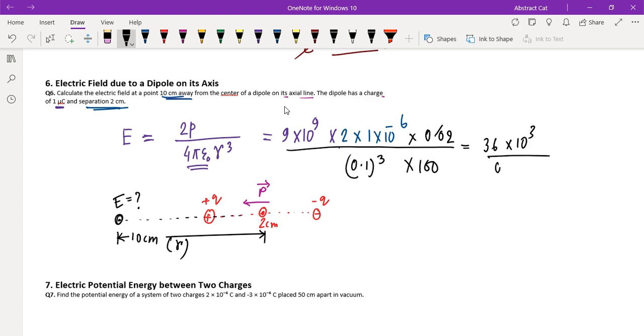So 0.001, these 2 times makes 100, so cancel these 2. 36 into 10 to the power 6. The electric field unit is Newton per Coulomb. The mistake, oh sorry, 3 and 2 is 5, not 6. 3 plus 2 is 5. Okay, this is the answer.